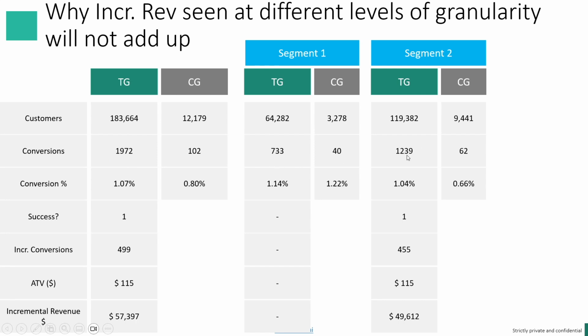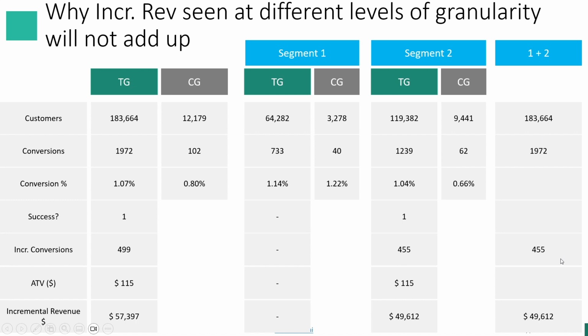But what can happen is, for one of the segments, my CG conversion percentage is higher than TG. For the other segment, TG is higher than CG. So this becomes successful, this becomes unsuccessful. I just end up with a different incremental revenue number. So you've got the same number of people targeted, which is the addition of segment 1 and segment 2. You've got the same number of conversions. You just don't end up with the same number of incremental conversions and incremental revenue.